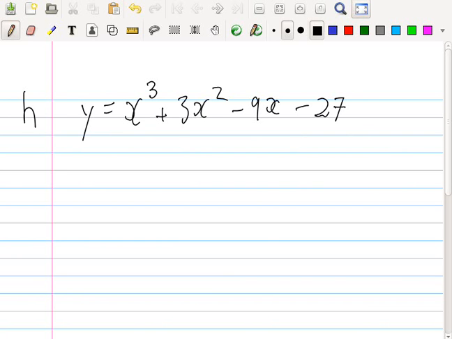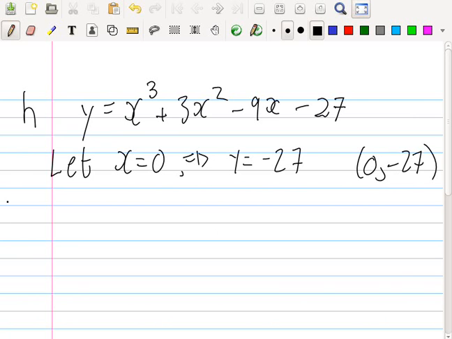It's okay? Yes? Okay. So what we're going to do, what are you supposed to do first? The easiest thing to do first would be just to say, let x equal 0, and therefore y equals minus 27. So there's our first point, 0, minus 27. That's our first point.